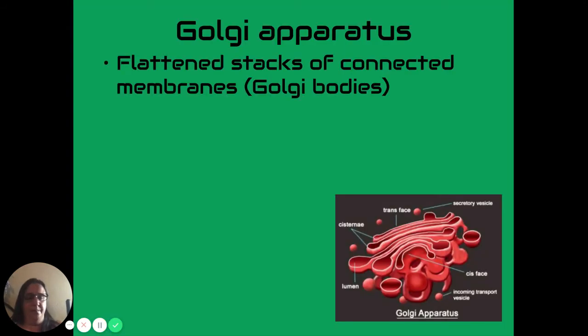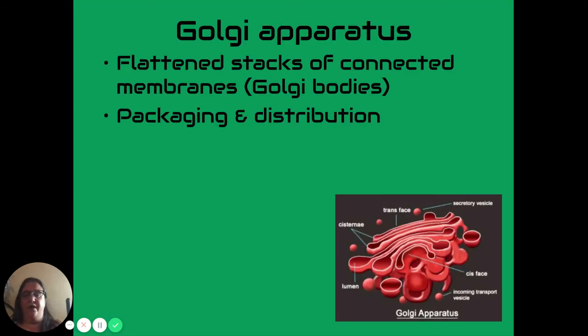Then we have another membrane type organelle, and that's the Golgi Apparatus. It's also sometimes called Golgi complex or Golgi bodies. As long as you see Golgi, they're all talking about the same thing. Okay, so the Golgi is flattened stacks of connected membranes.